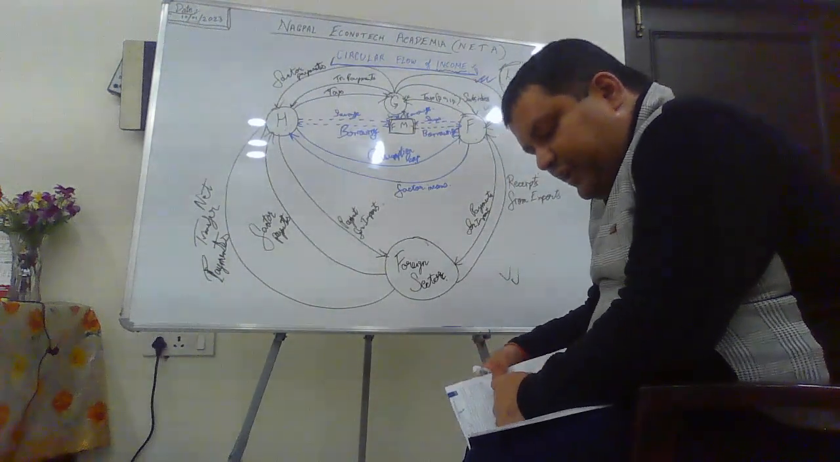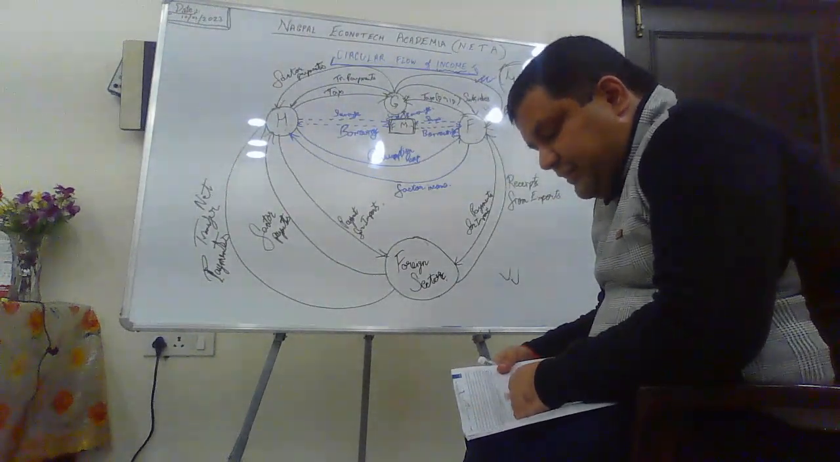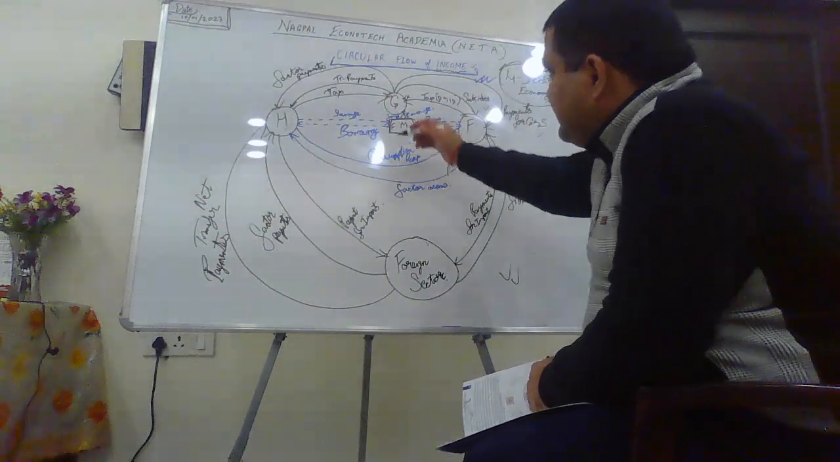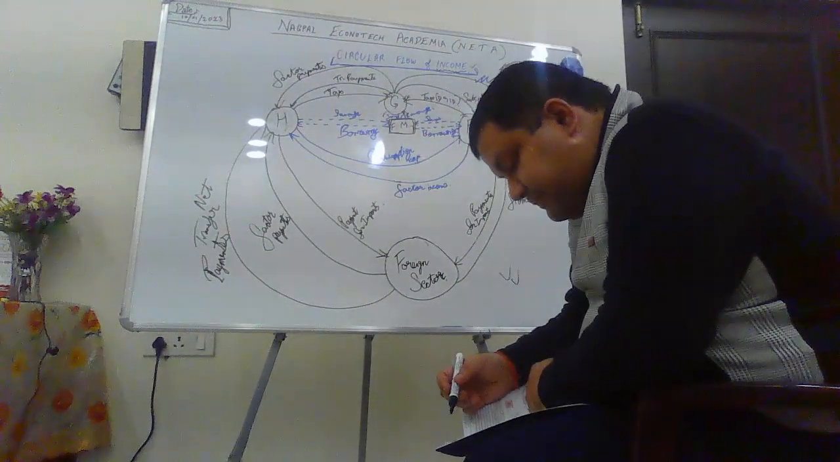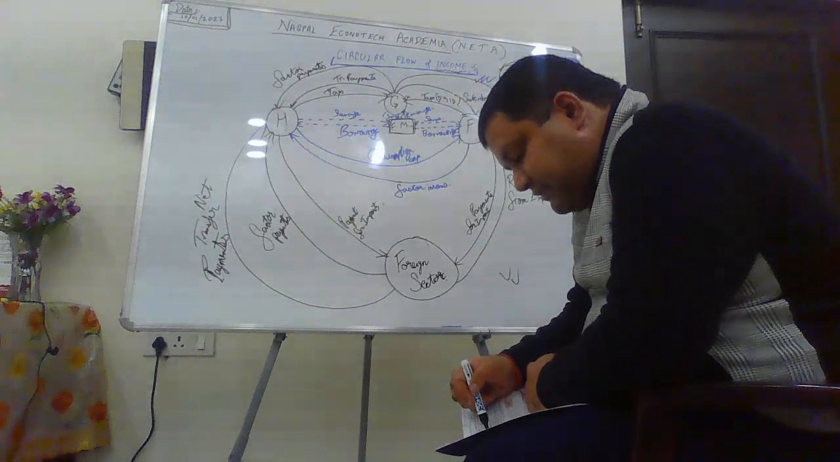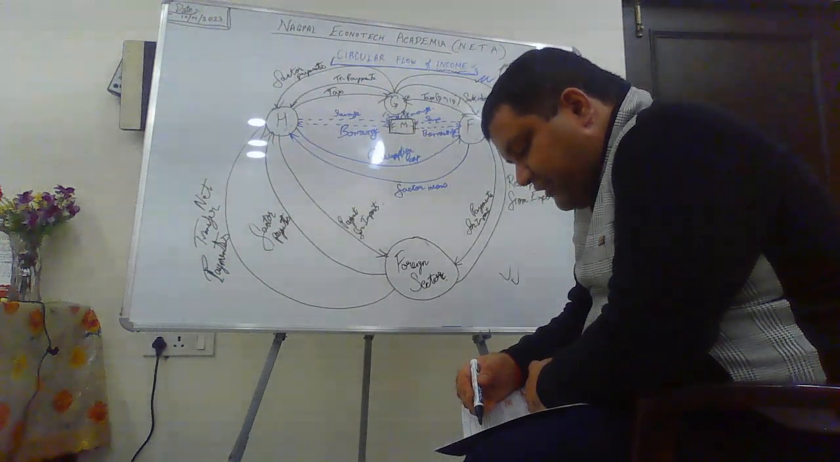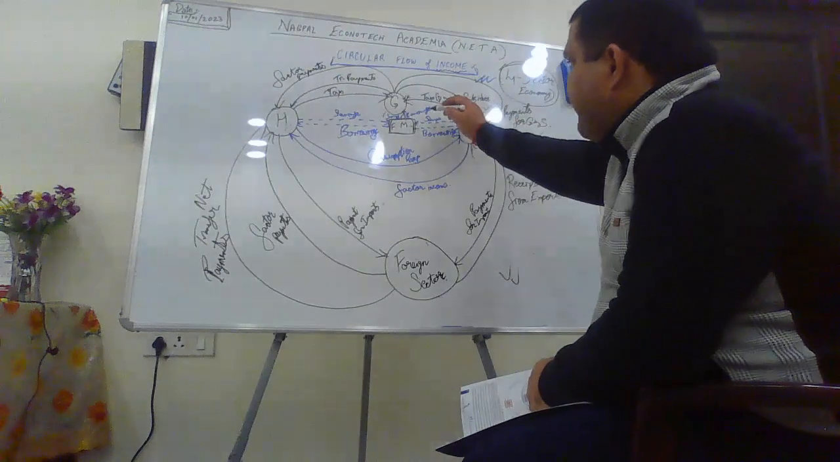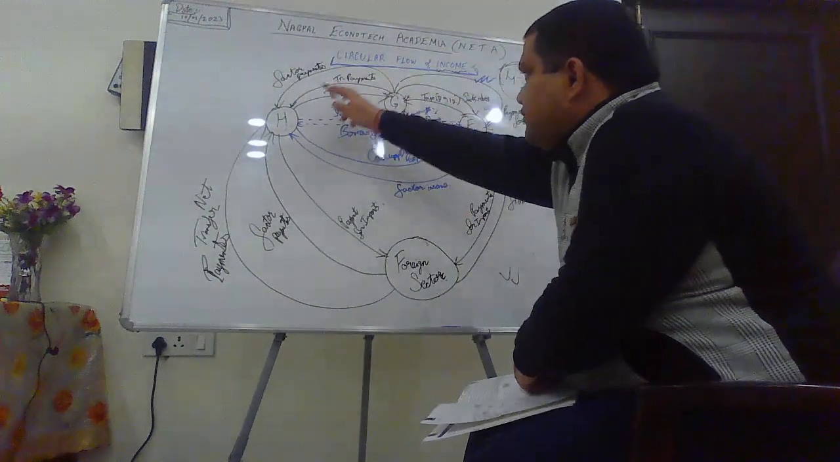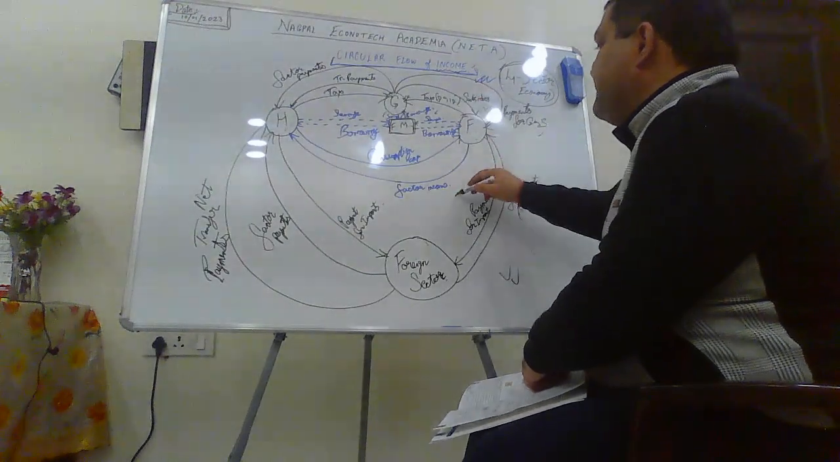A part of the income earned by the government is also saved and deposited in the financial market. That is the saving. The government also borrows money from the financial market to meet its expenditure. A brief summary of the circular flow is given in this diagram. Correct? That is the borrowing. So this is a three-sector model economy.